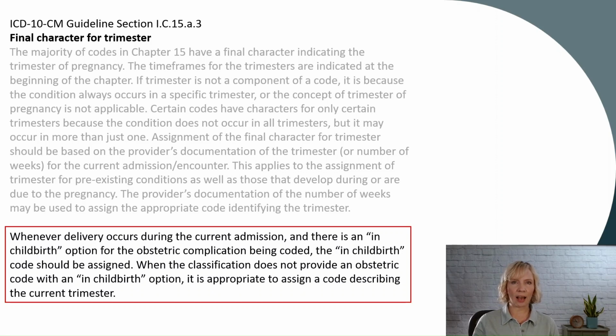When a delivery takes place during the current admission, and there is an option for an in-childbirth code for the obstetric complication being coded, the in-childbirth code should be assigned. If the classification does not offer an obstetric code with an in-childbirth option, then you should assign a code that describes the current trimester.